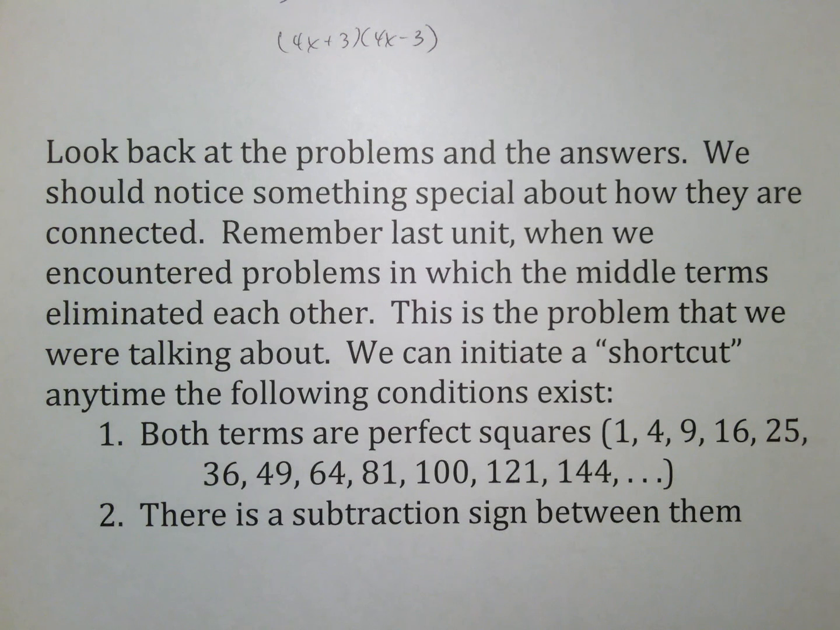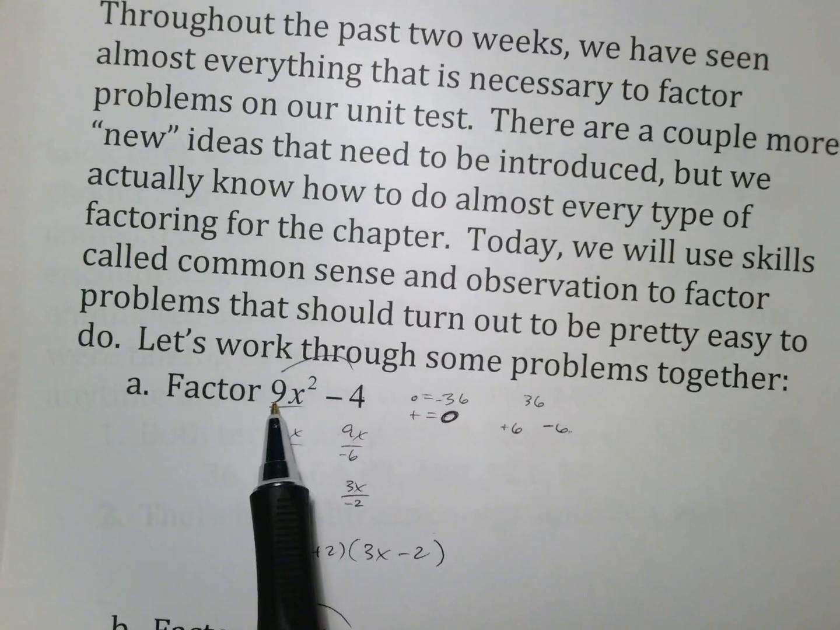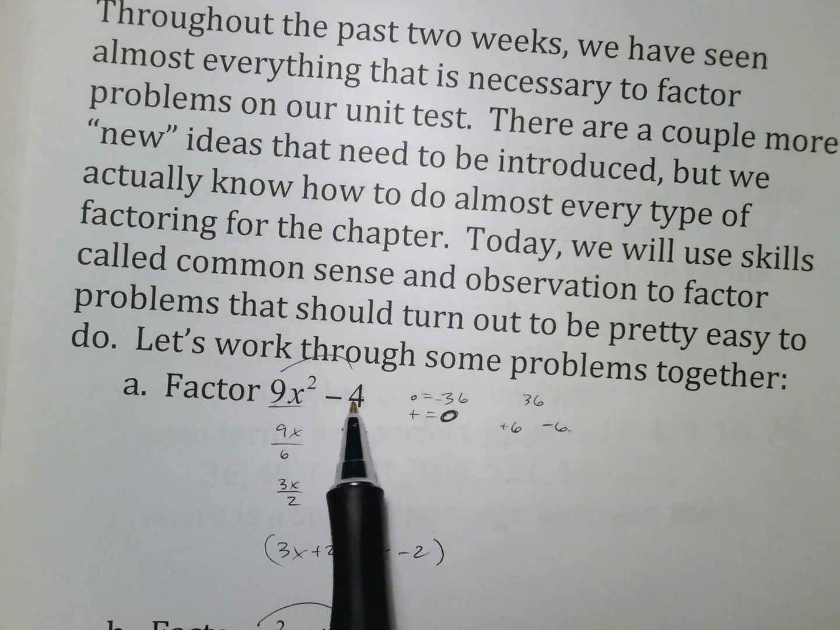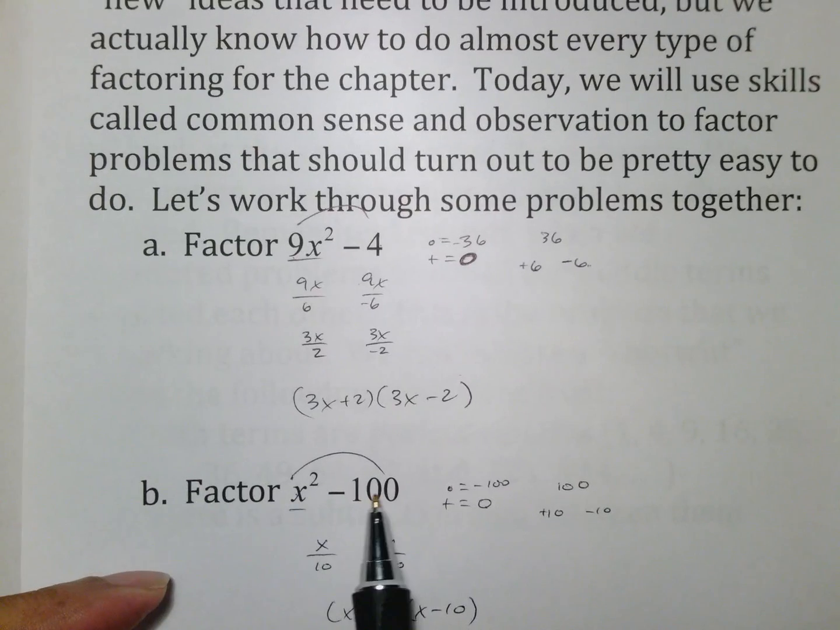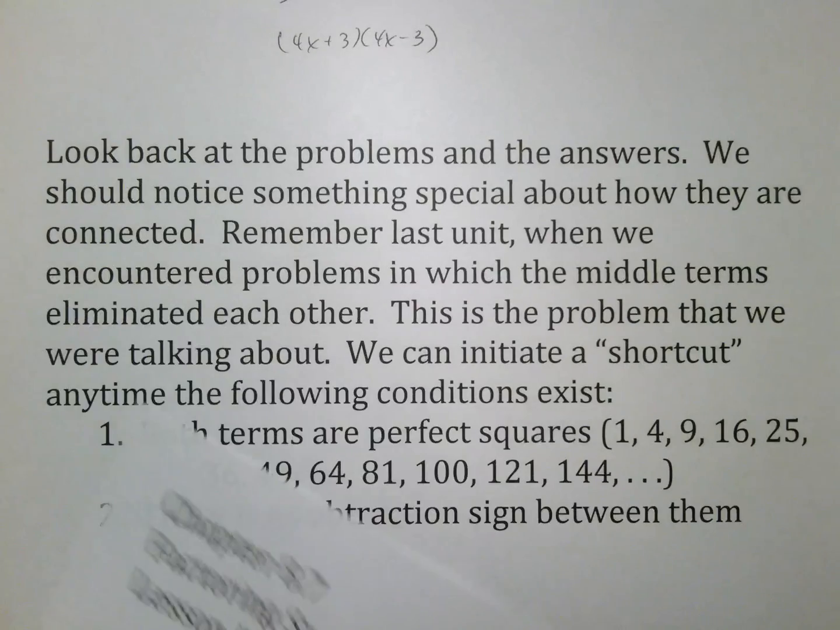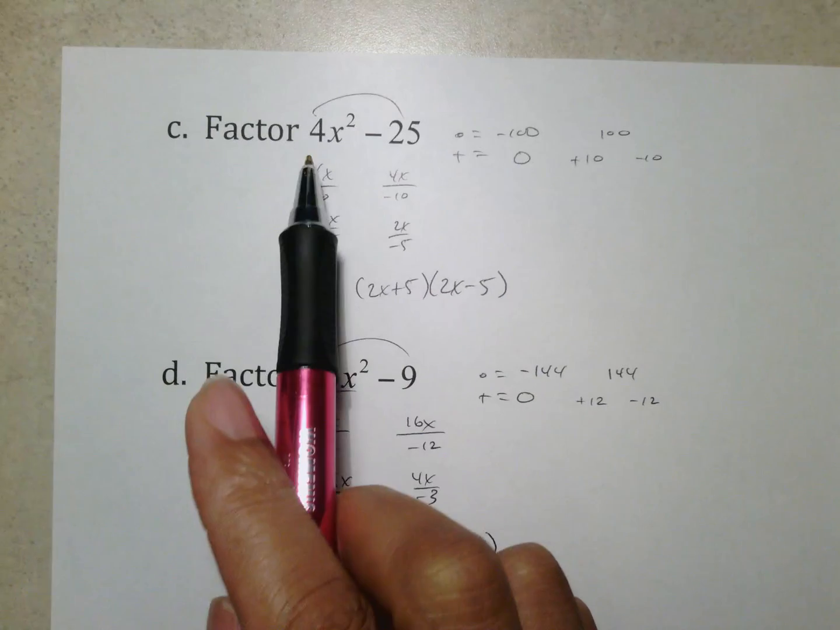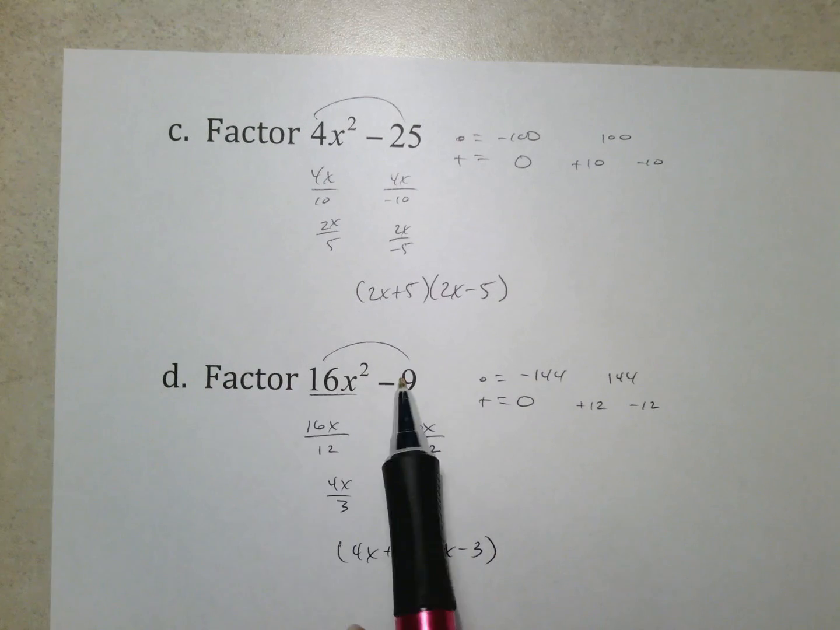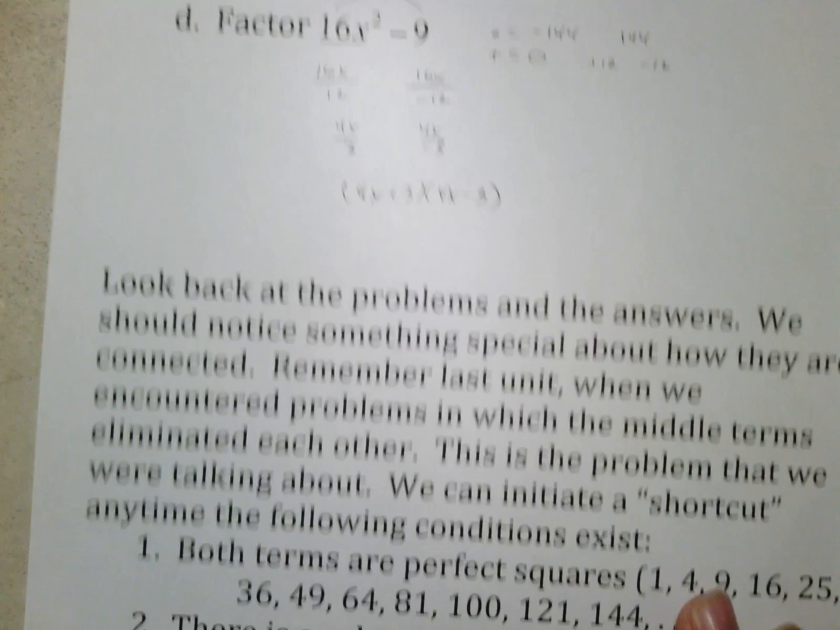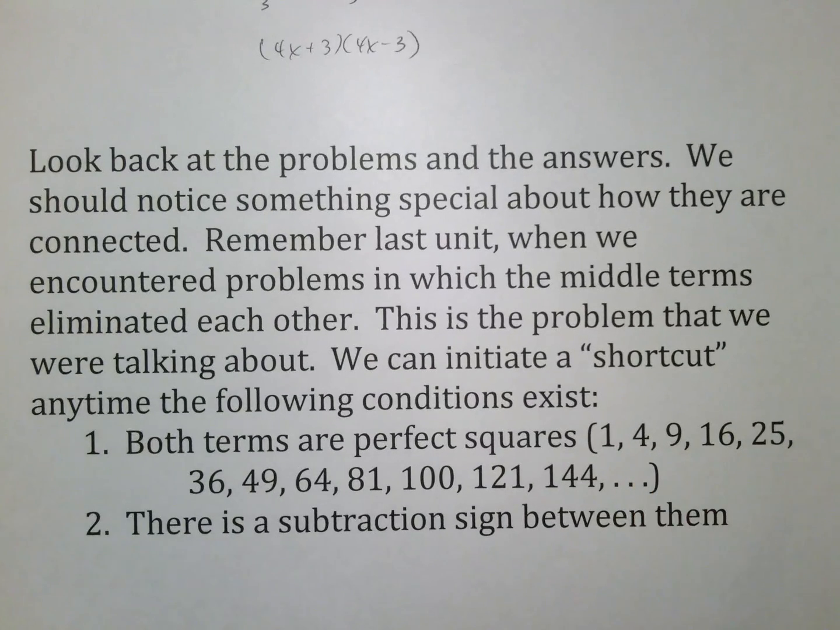We can initiate the shortcut that we're talking about if we recognize that the conditions exist, and here are the two conditions. Number one, both terms should be perfect squares. For example, go back to A, 9 is a perfect square. That's 3 times 3, 2 times 2, 1 times 1, 10 times 10. And then, of course, on the other page, we had 2 times 2, 5 times 5, 4 times 4, 3 times 3. So again, the first condition is that you have perfect squares. The second is that you have a subtraction sign between them.